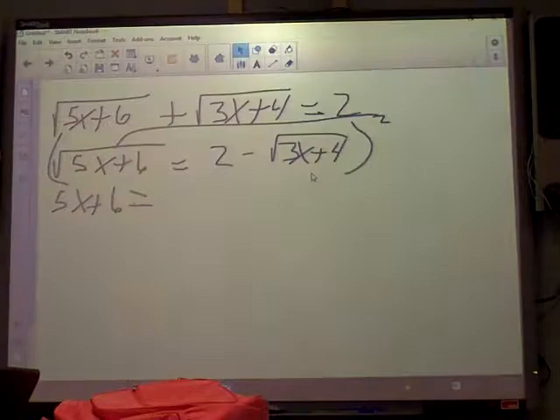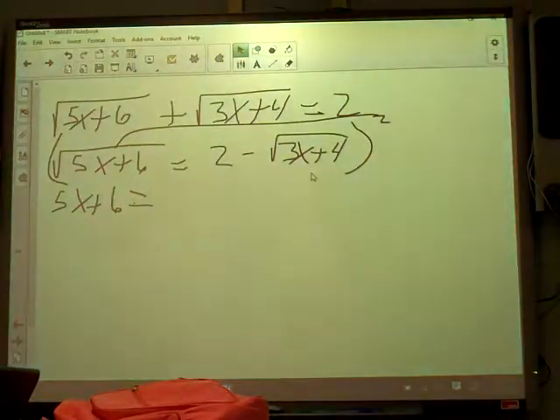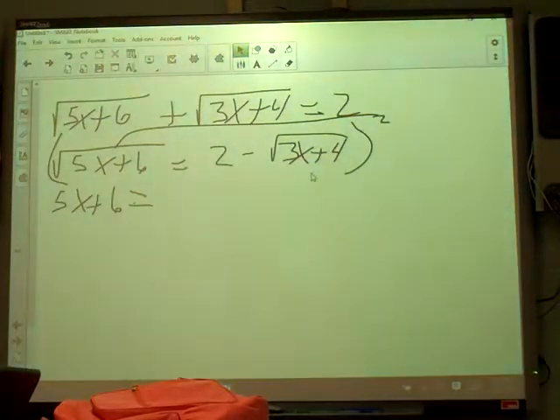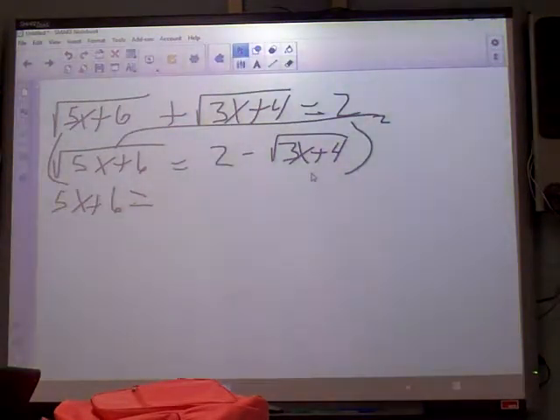All right, here's why this gets a little bit harder. When we square that right side, that's actually a binomial to square: 2 minus the square root of 3x plus 4. So I've got to write that twice. 2 minus square root of 3x plus 4.